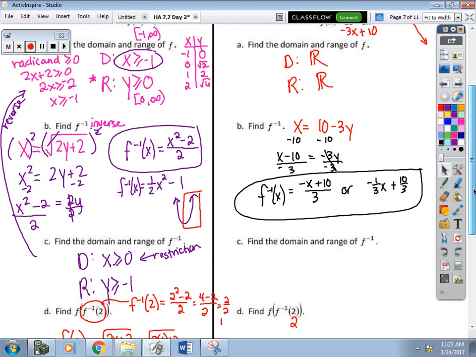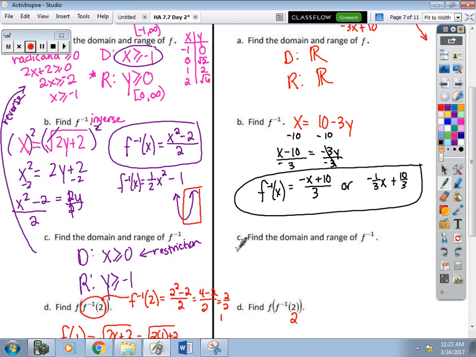Now it asks us then to find the domain and range, which remember, to find the domain and range, you just have to flip-flop the domain and range of the original, which both happen to be real numbers, therefore this also would stay all real numbers. Also think about the inverse. The inverse is also a linear function, so that makes sense.